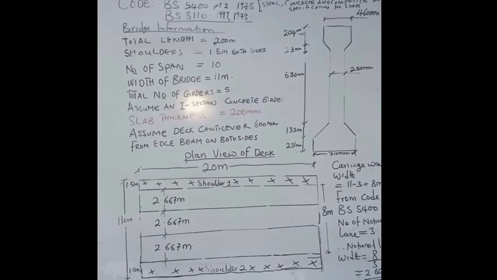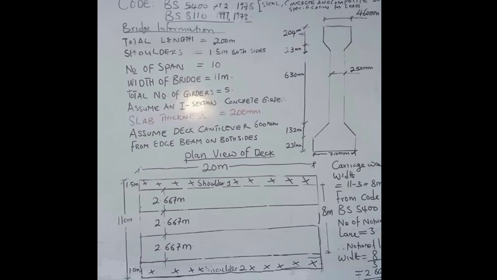All right. We are going to be looking at the design of a 200-meter bridge. The total length of the bridge is 200 meters.